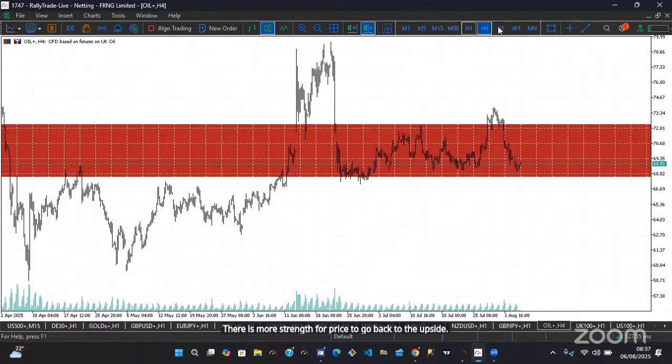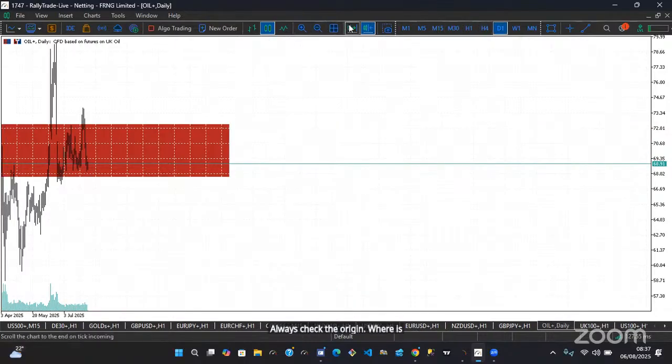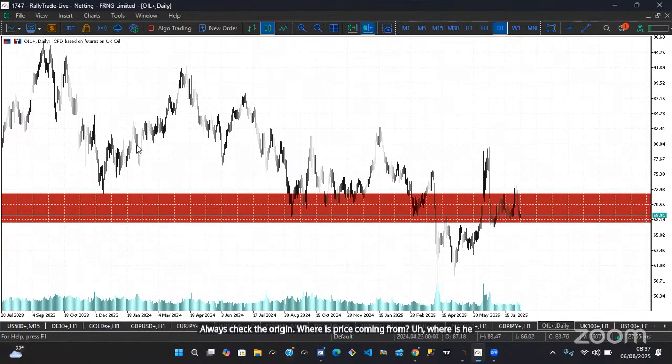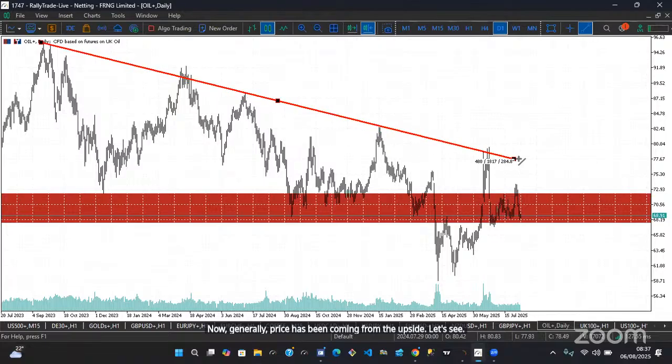Always check the origin. Where is price coming from? And where is it headed to? Now, generally, price has been coming from the upside. Let's see, from oil. It has been coming from the upside.